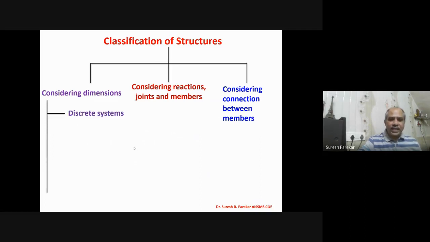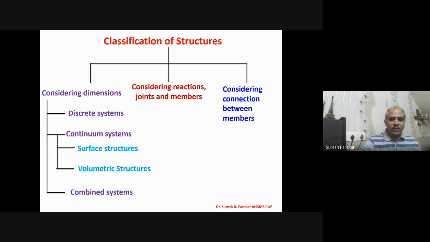First, we have the discrete system, or we can say skeletal structures. Second, we have continuum systems, in which we have surface structures or volume structures. And third, we have hybrid structure, which will be a combination of the above. Then we are considering reactions, joints and members. We have two: one, determinate structure, and another, indeterminate structures.